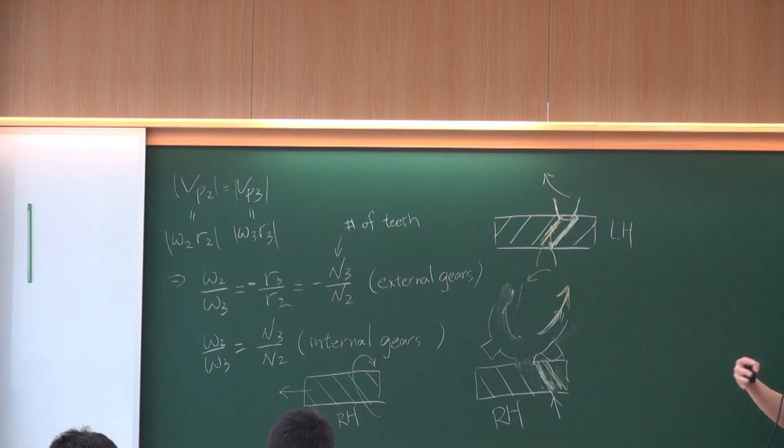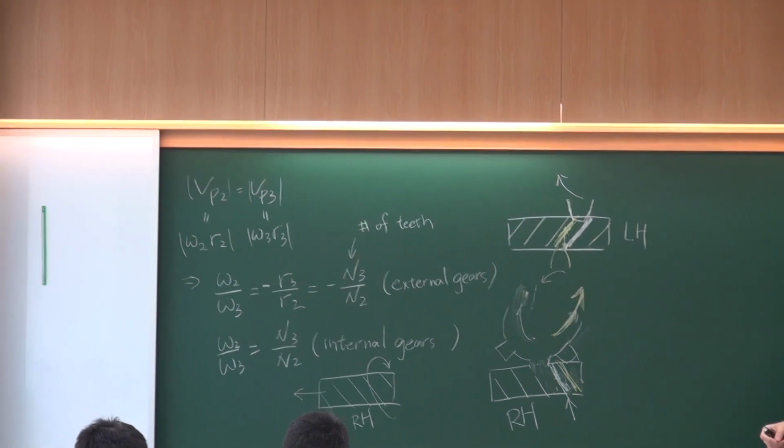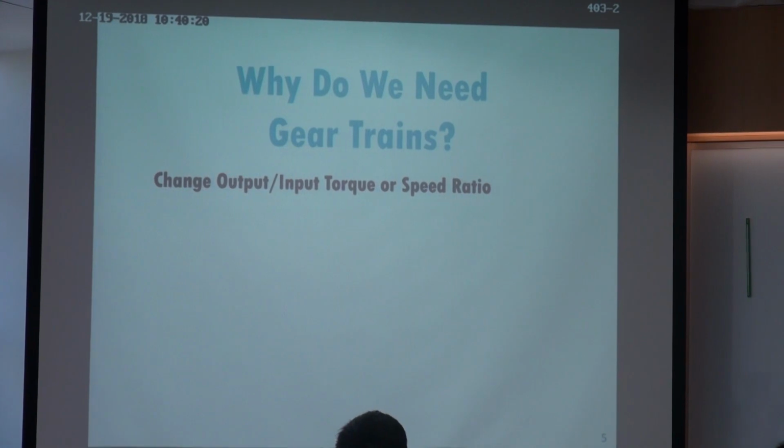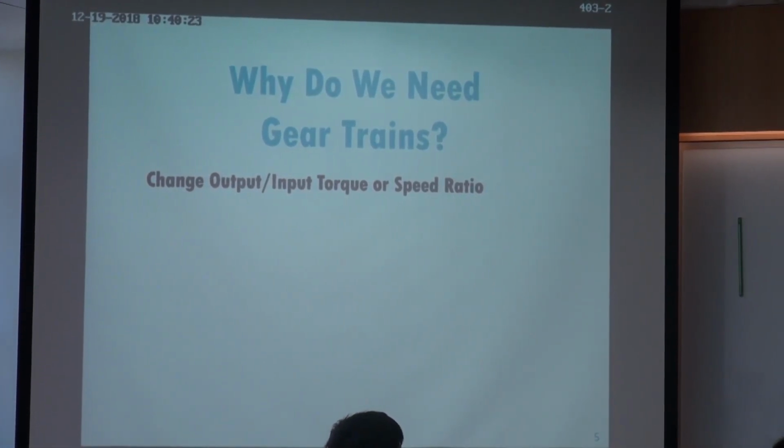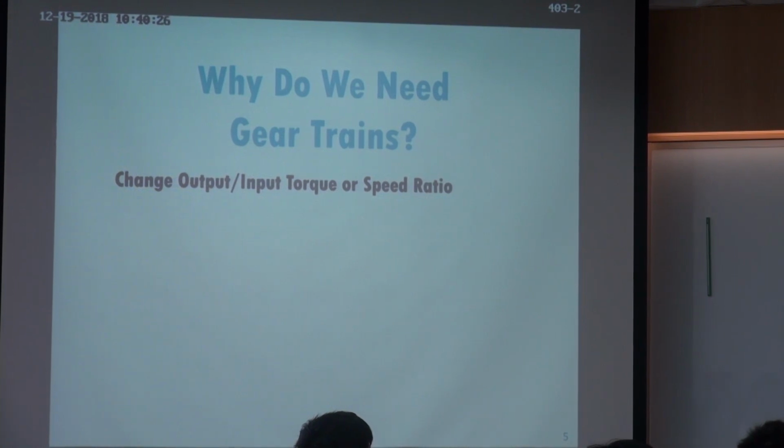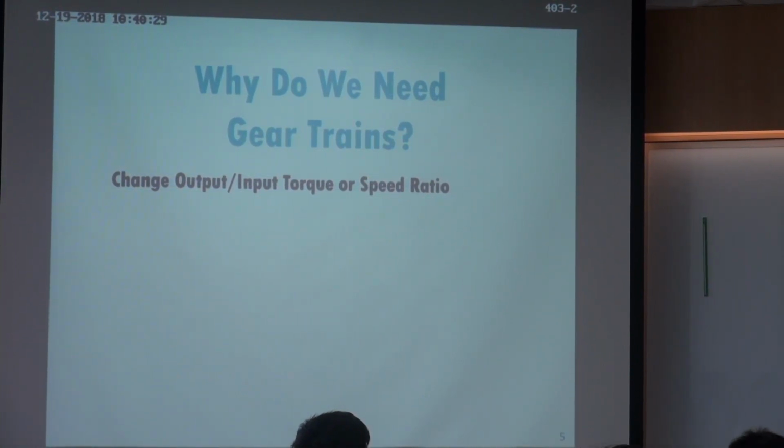So why do we use gear trains? Of course, it needs to serve some purpose. And if you just take a look at this equation, you can see, well, obviously the gear train can help us to change the speed ratio, to change the speed from the input to the output. And if you still remember, previously we said, suppose there's no energy loss during the transmission from input to the output. If there's no energy loss, then the power from the input and the power to the output should be the same.